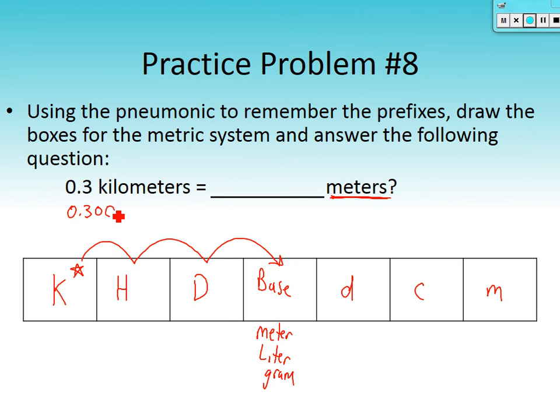Sometimes I like to add some zeros and just move it. Let's see, we went 1, 2, 3 to the right, so let's move it 3 spots to the right. 1, 2, 3. And that understood decimal there now becomes 300 meters. So 0.3 kilometers is 300 meters.